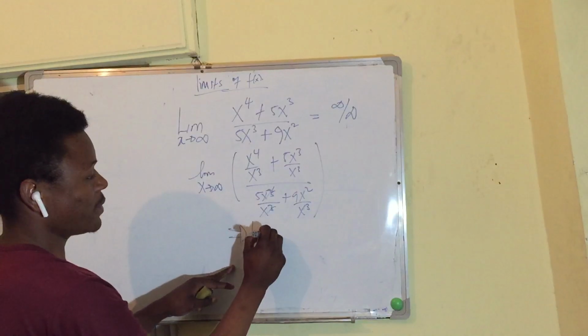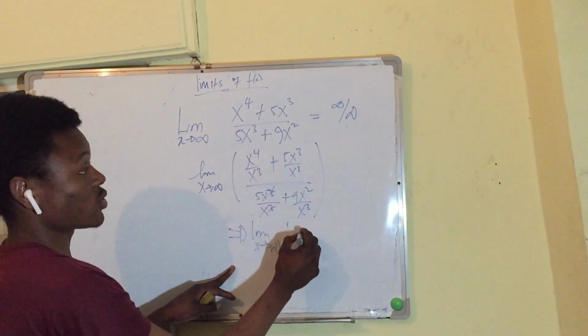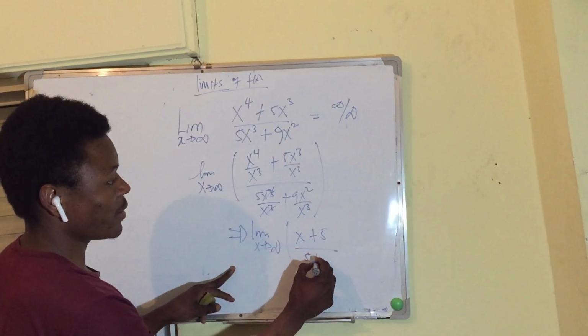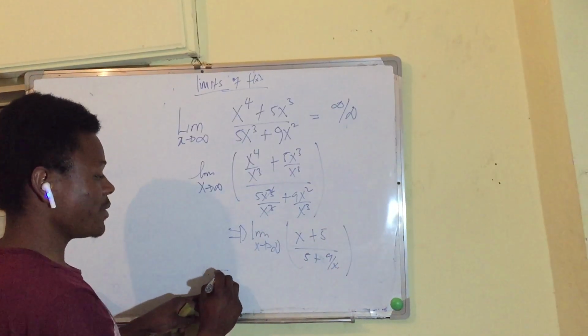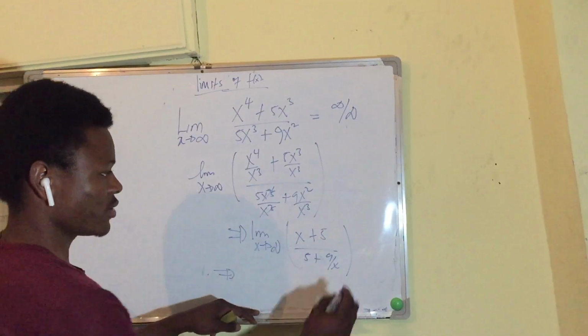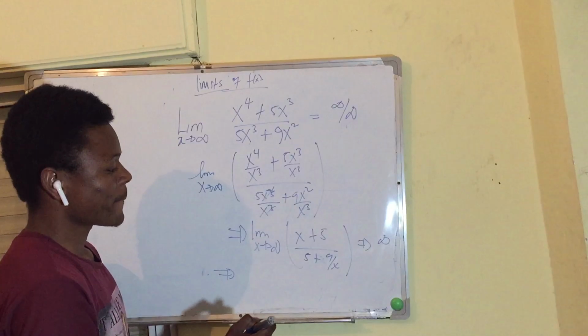Limit as x goes to infinity, x cubed, so write x there, then plus 5, and then cancel 5 plus what? 9 over x yet again. When we apply the limit now, infinity plus this is what? It is infinity, right?